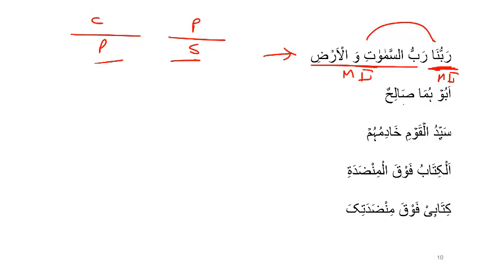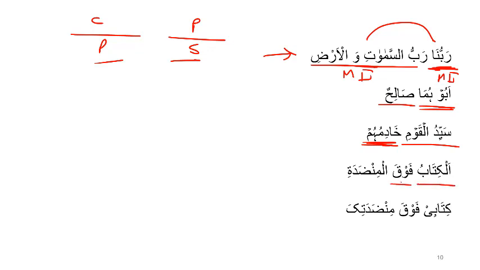Next, Abu Huma Salihun. So Abu Huma means the father of those two people. So their father, Salihun, is pious. So their father, referring to two people, is pious. Sayyidul Qawmi Khadimuhum. So here again we have two murakkab idafis. So Sayyidu is the leader. Sayyidul Qawmi is the leader of the Qawm or leader of the nation. Khadimuhum is their servant. So the leader of the nation is their servant.